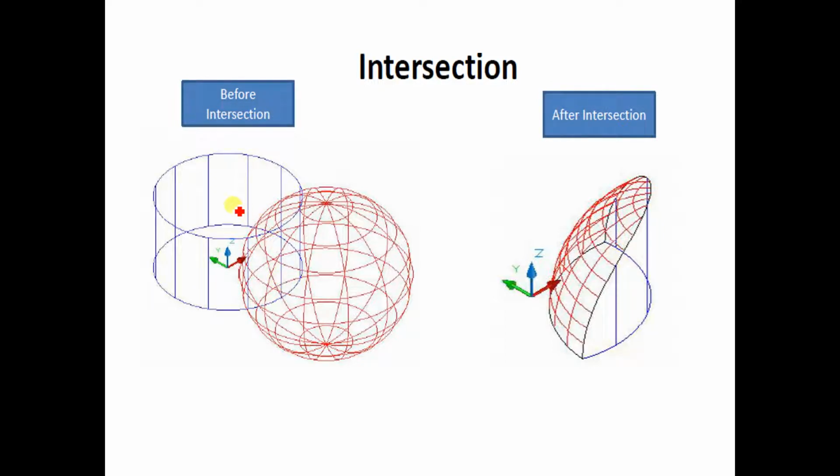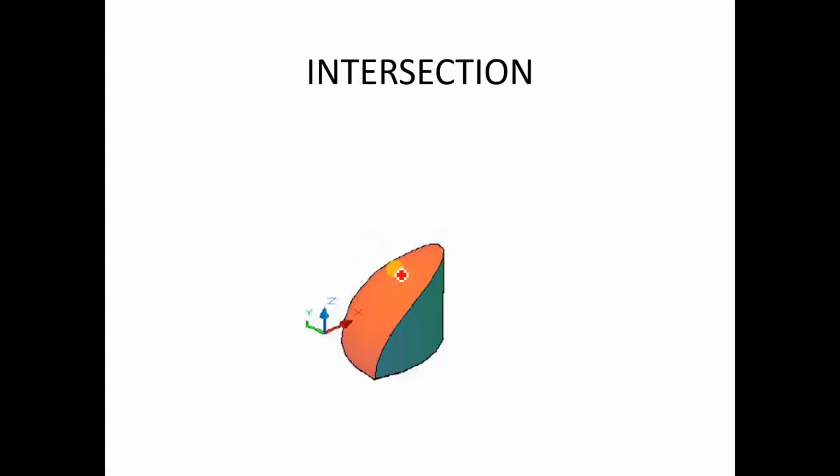From this, in the intersection, whichever is the common volume will remain after the intersection command. So the common shape of the cylinder and sphere will look like this. This is the answer if you give the intersection command between these two, okay. So the final solid object will look like this.